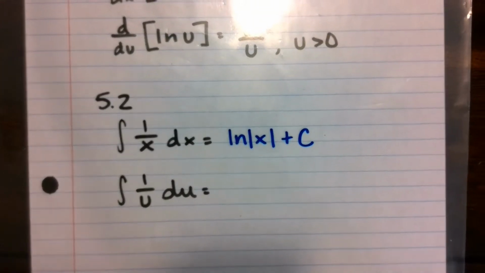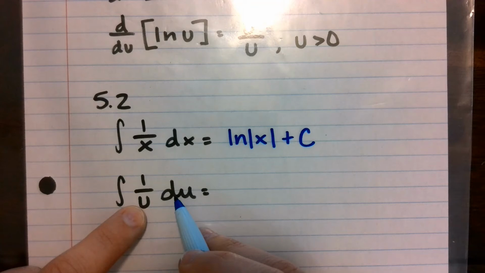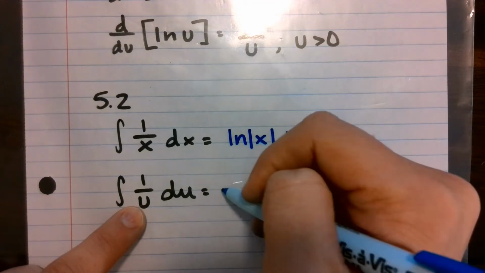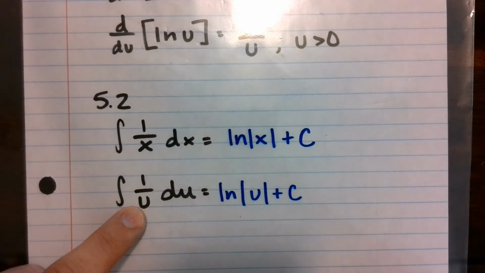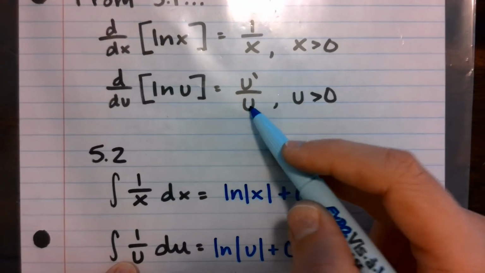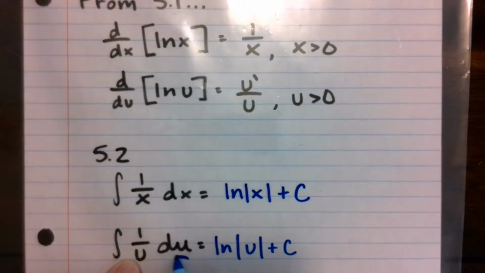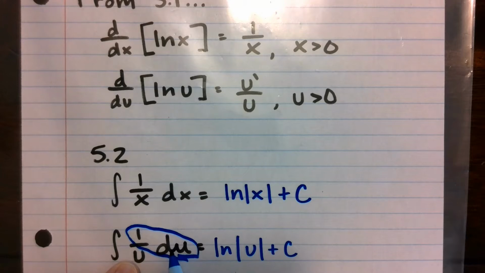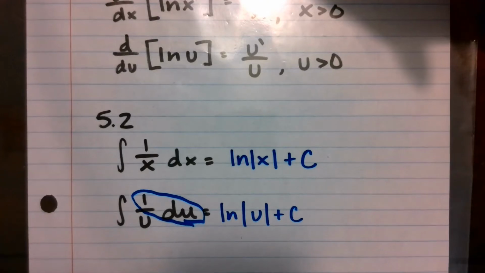If we're dealing with something a little bit different, a little bit more complicated, then we'll have a 1 over u du. And same situation is going to happen here. I'm going to end up with the natural log of u plus c. You might be wondering what happened to the u prime over u, because that is what we ended up with for the derivative of natural log of u. But we do actually have the derivative of u right here. So this actually is the derivative of u over u, just like this is the derivative of x over x. So that notation is really important. It makes it all make sense.